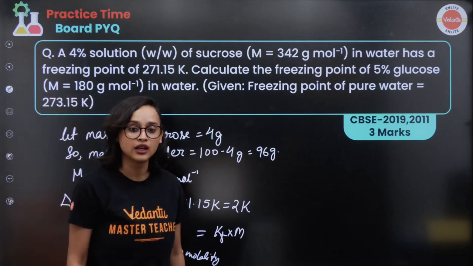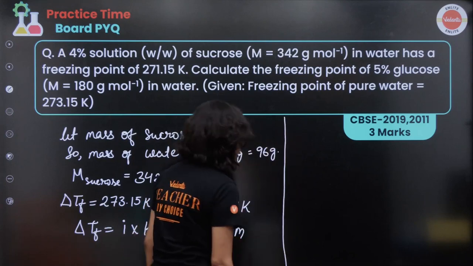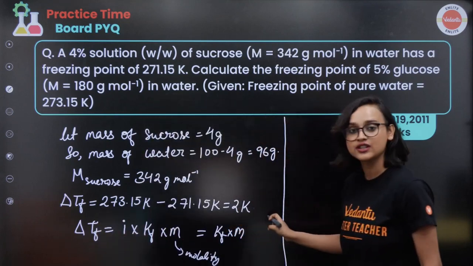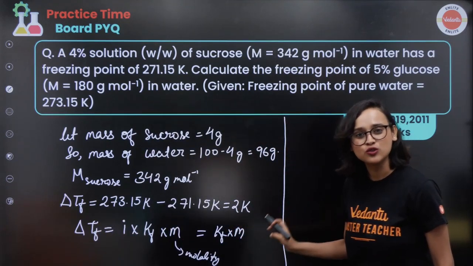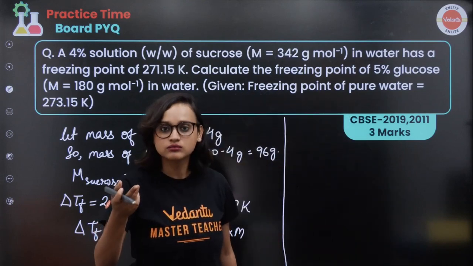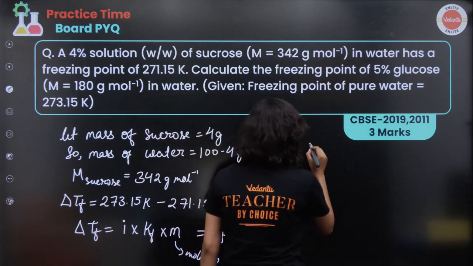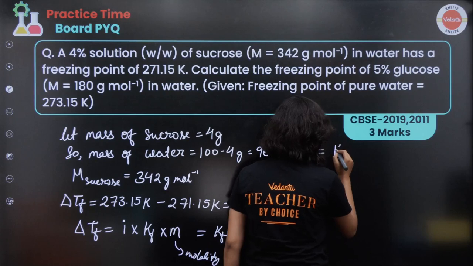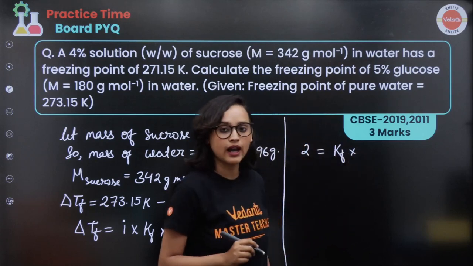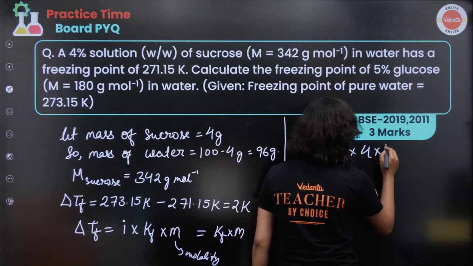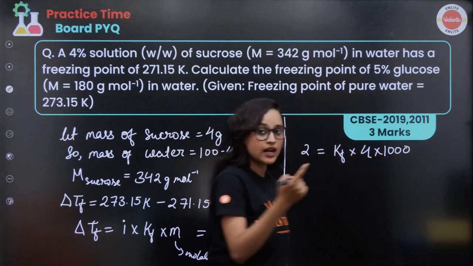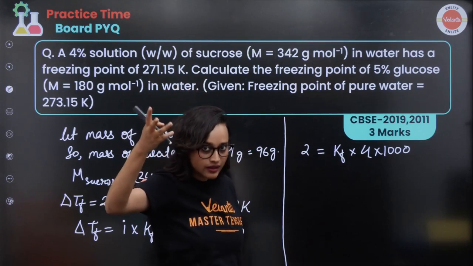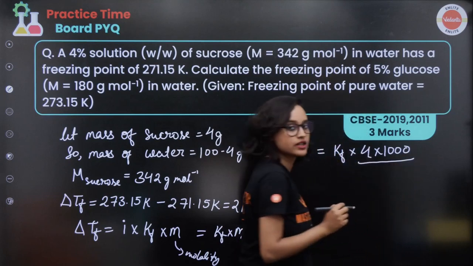Now, how am I going to calculate m? I'm going to divide it here. And I have already figured that delta TF is equal to 2 Kelvin. So I can put that value. 2 is equal to KF multiplied by 4 into 1000. Remember, I showed you that rough work: given mass divided by molar mass. That's how I'm going to solve it here also.